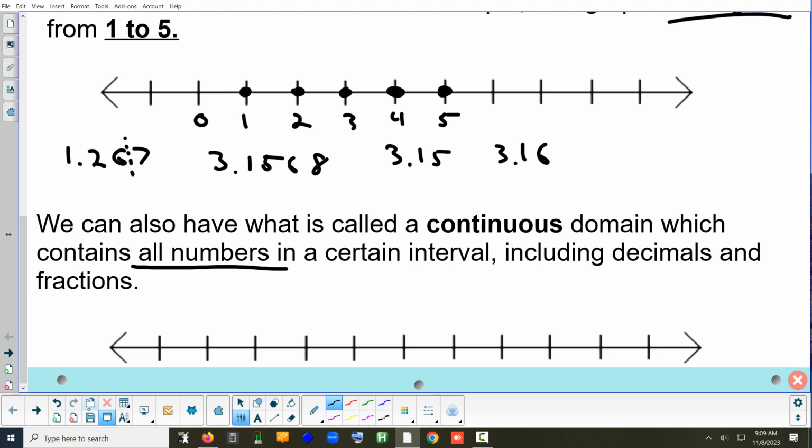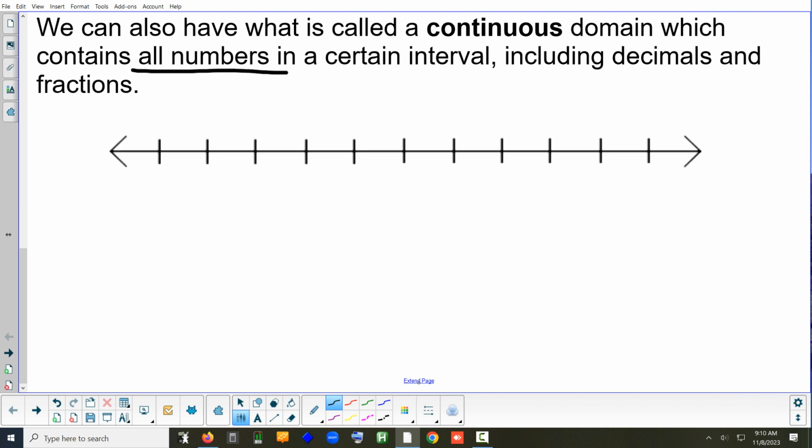All right, so now what I want to do is graph all the numbers from 1 to 5 again, but I want to do it continuously.